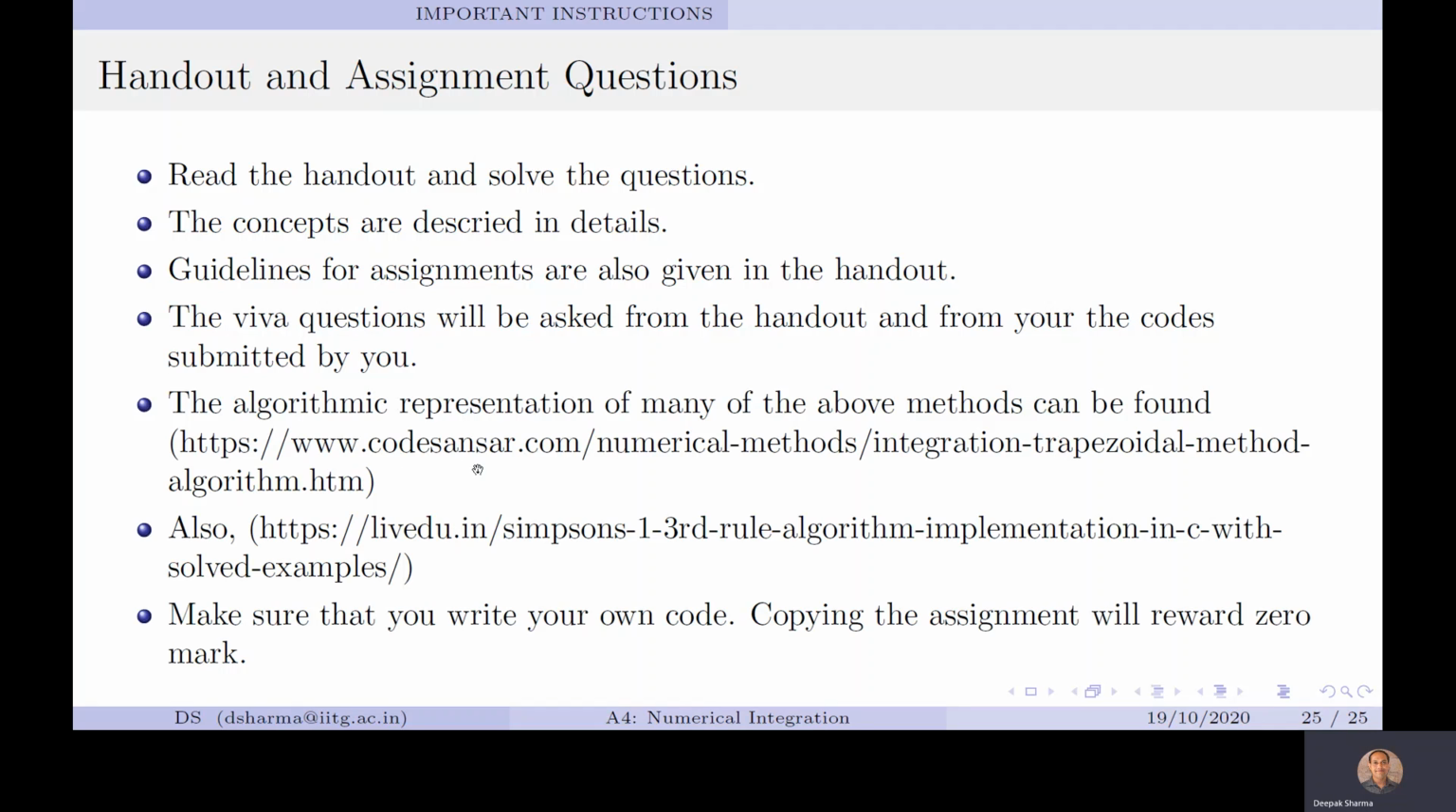I'm sharing 2 websites where you can find the algorithmic code as well as C or C++ code. You can only refer to them, but please make sure, as I have written in the last line, that you write your own code. Copying the assignment will get 0 marks. You can take help and understand the structure, but the code should be yours.